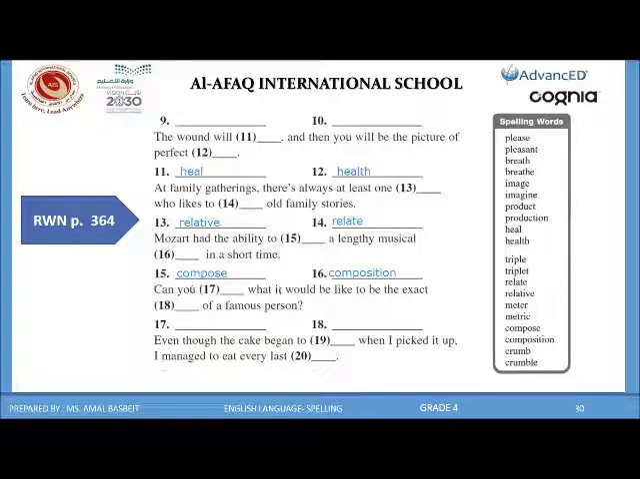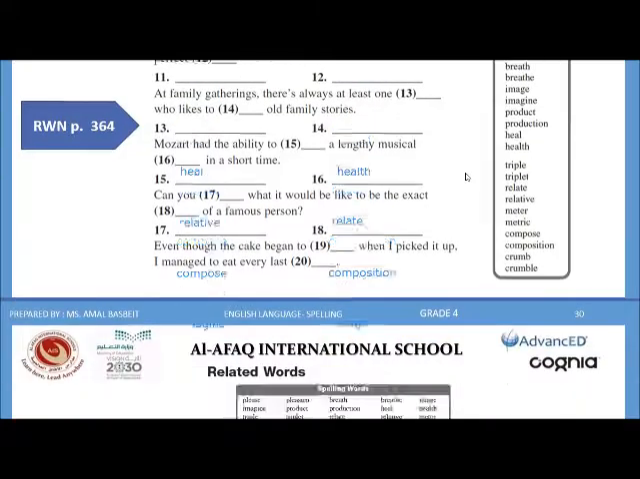Now, can you imagine what it would be like to be the exact image of a famous person? I need the verb, so it has to be imagine or image. So the answer here is, can you imagine? Because I want the verb, imagine is the verb, and image is the noun. Okay, that's it. And then now go to the next page.